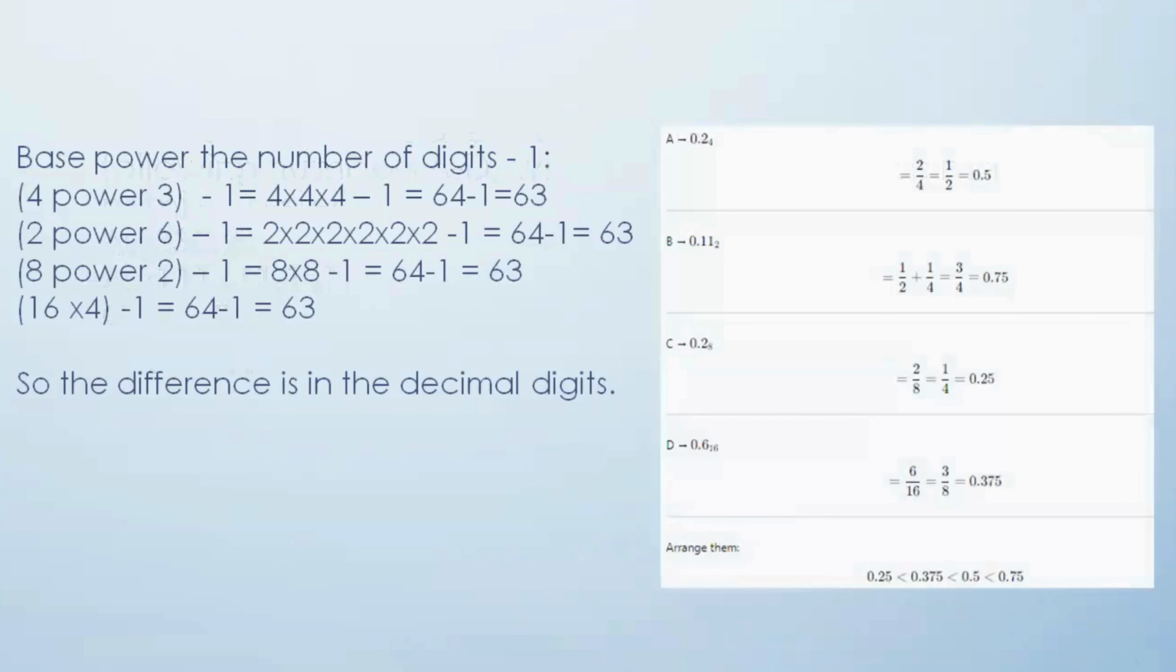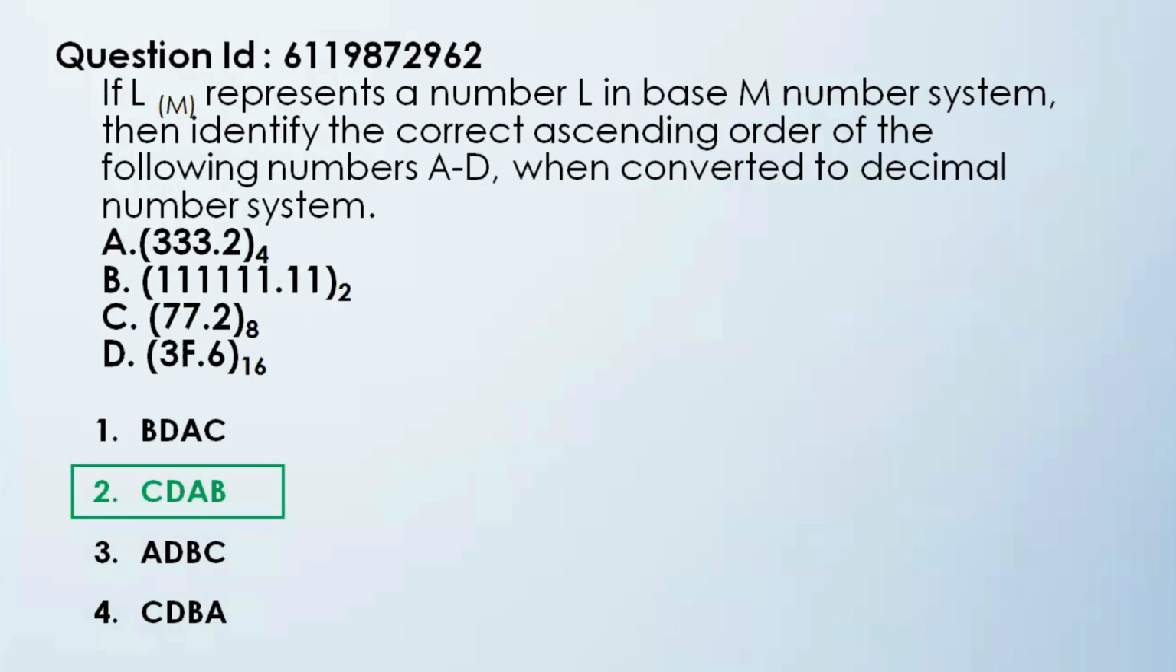If you solve the whole parts, you'll figure out that all the four are 63. Whether it's 4 power 3, 2 power 6, 8 power 2 or 16 power 4, they are all 63. So the difference actually lies in only the decimal digits. So 0.2 to the base 4 is 0.5, 0.11 to the base 2 is 0.75, 0.2 to the base 8 is 0.25, and 0.6 to the base 16 is 0.375. And in that order, you can arrange C, D, A, B. So option 2 of C, D, A, B becomes the correct answer.